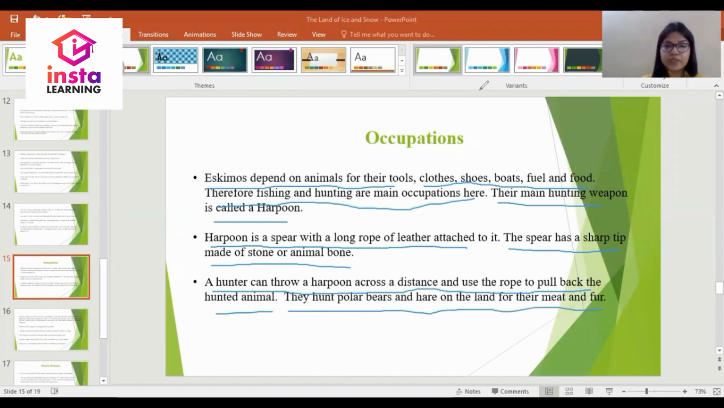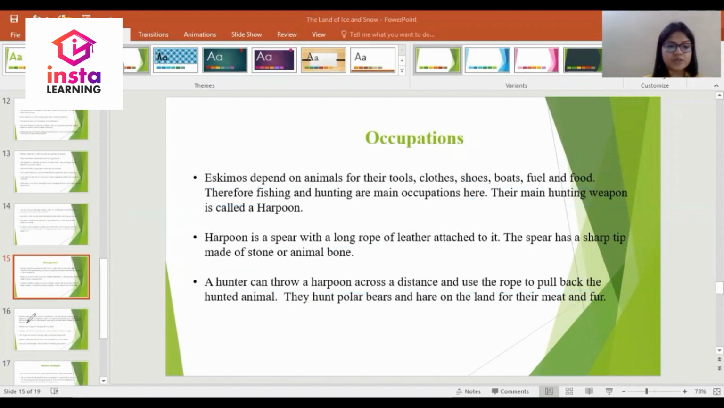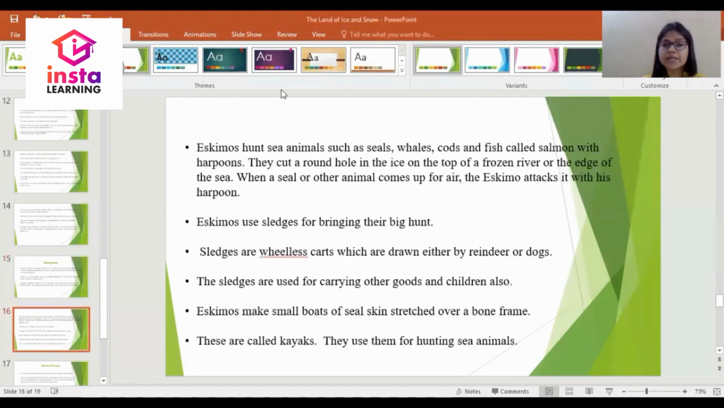So, let's understand more about occupation. Eskimos hunt sea animals such as seals, whales, cod and a fish called salmon with their weapon which is called harpoon. They cut a round hole in the ice on the top of a frozen river or the edge of the sea. When a seal or other animal comes up for air, the Eskimo attacks it with his harpoon.